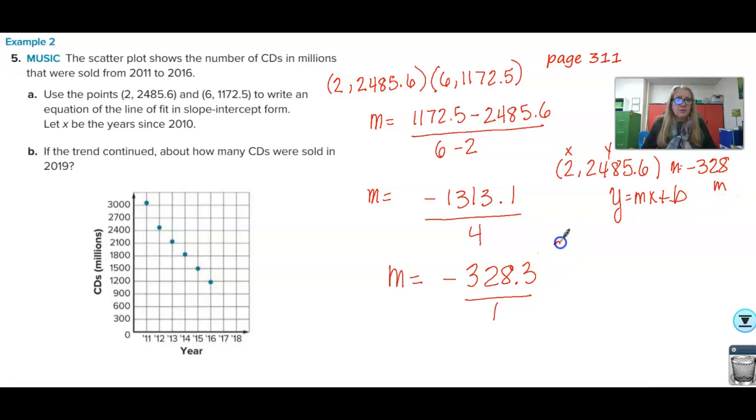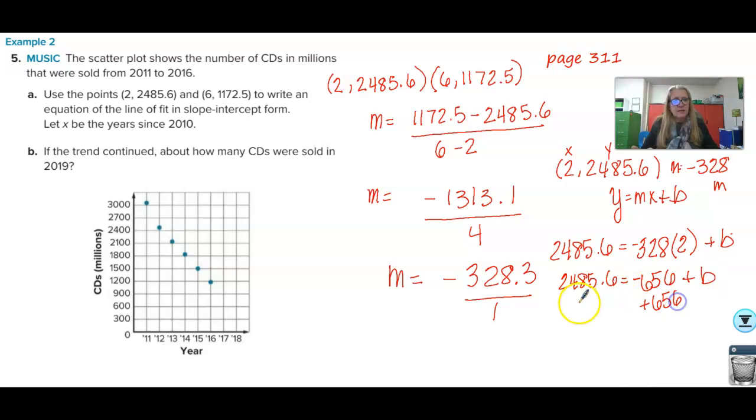We're going to substitute 2 for x, this ungodly thing for y, and this for m, right? So 2,485.6 is y. Slope is negative 328. Our x-coordinate is 2, and we're trying to find our y-intercept, okay? So I could probably multiply that in my head. 2,485.6 equals, it would be 16, carry 1, 2 times 2 is 4, plus 1 is 5, and 6. So this would be negative 656 plus b. To get b by itself, we add 656 to both sides.